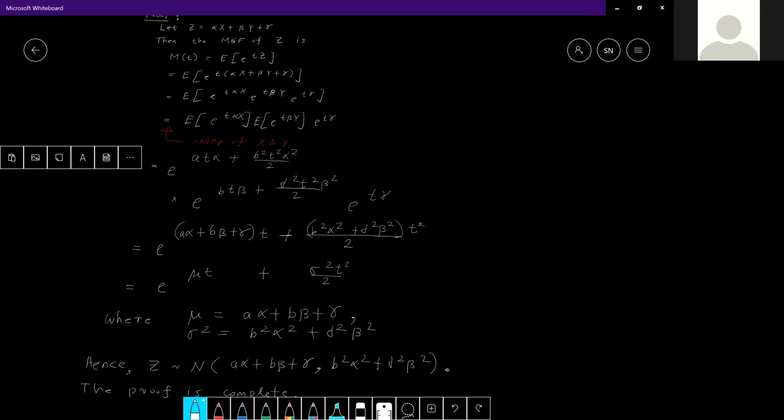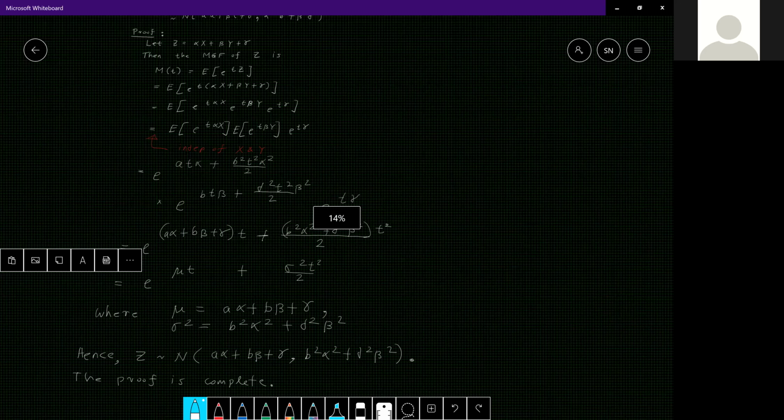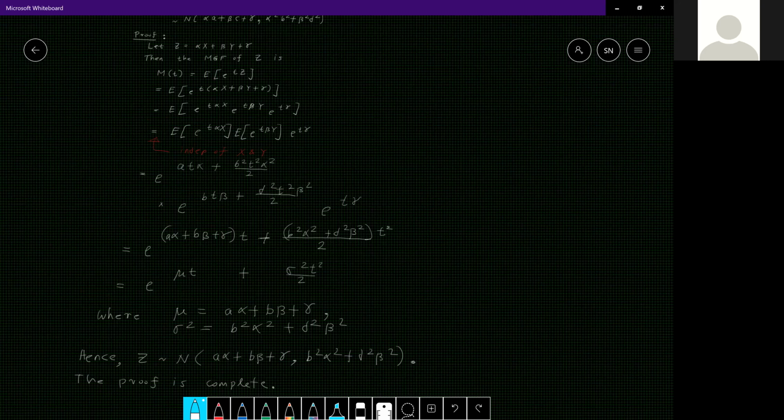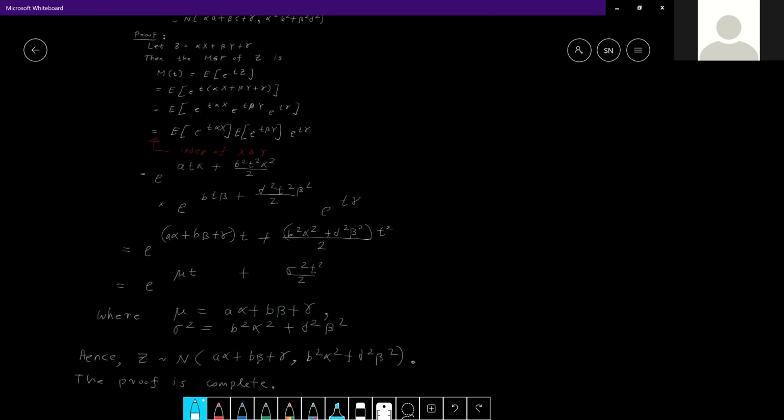So what we have shown is that the MGF of Z, which is the linear combination of X and Y, is equal to the MGF of a normal variable with mu and sigma squared. So hence Z must have a normal distribution. That's the logic. I don't know whether you follow what I said. The logic is to show that the MGF of the linear combination is the same as the MGF of a normal variable.